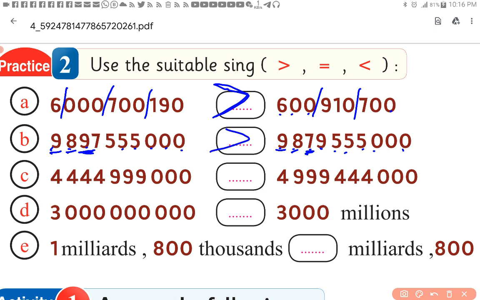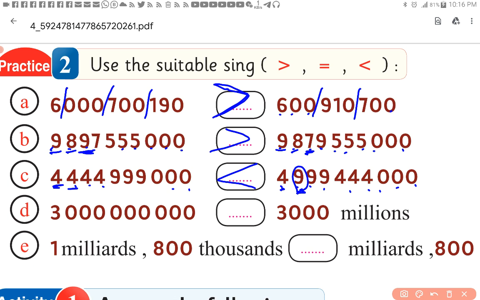The next one, count the number of digits. 1 2 3 4 5 6 7 8 9 10, and here 1 2 3 4 5 6 7 8 9 10. The two numbers contain 10 digits. Start to compare from left. Here 4 and here 4, here 4 and here 9. 9 is greater. You will put the sign less than or smaller than.